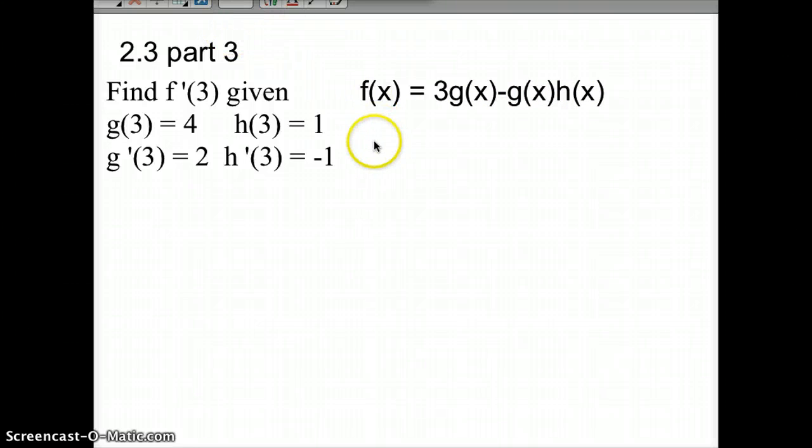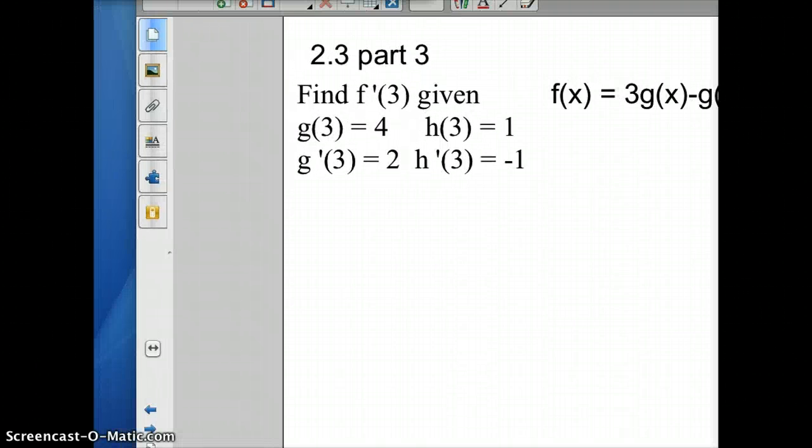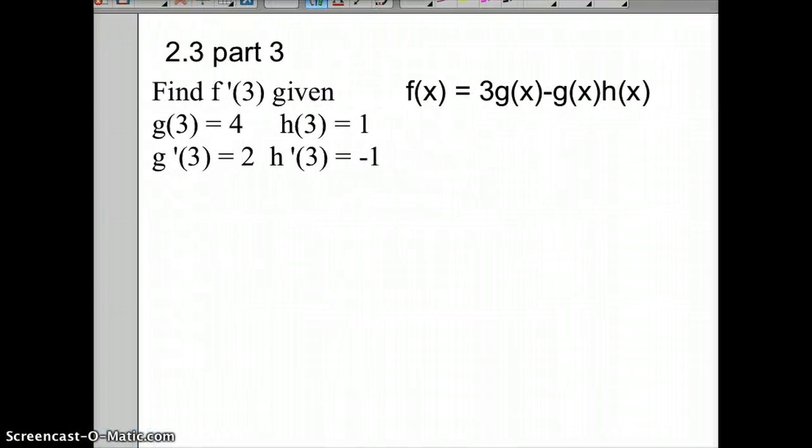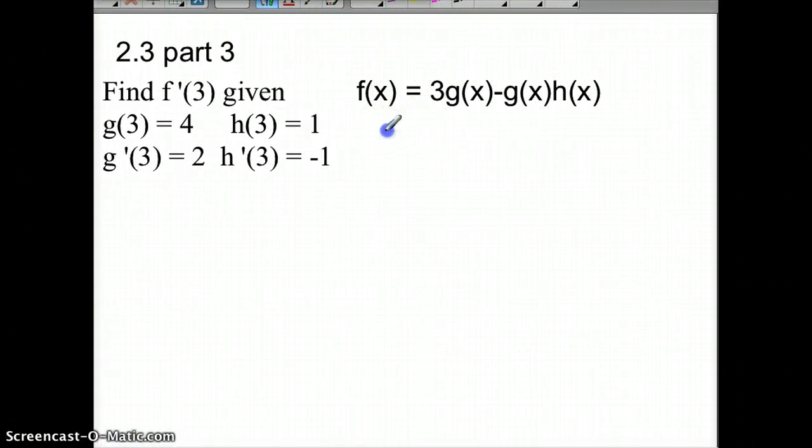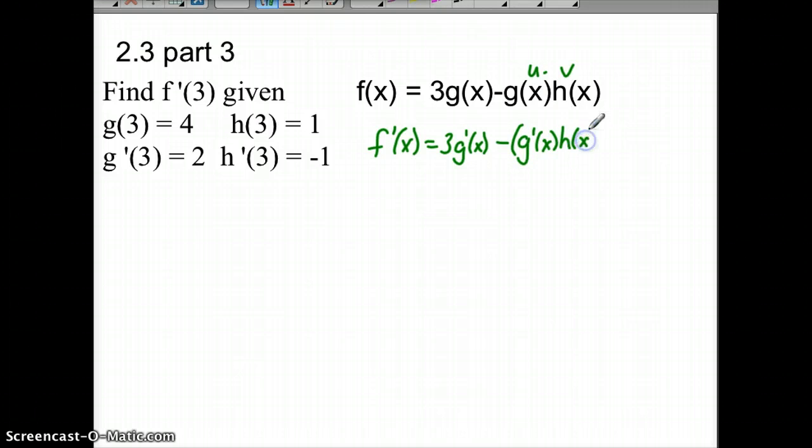So first we want to find the derivative of the function. The derivative of a constant times a function is just the constant times the derivative of that function. Here we've got a product rule. So that's u and that's v. So we've got u prime, which is g prime of x, times v, plus u times v prime. So that's h prime of x. And that's in parentheses because we have to distribute this negative.